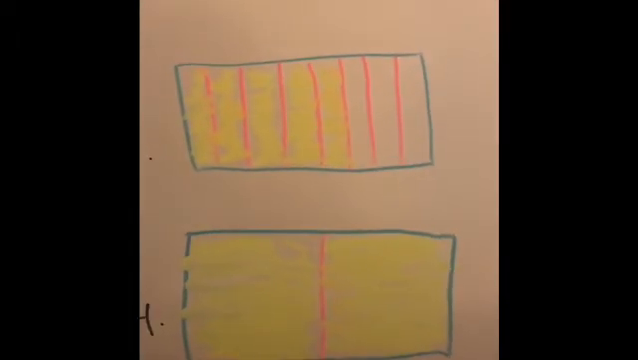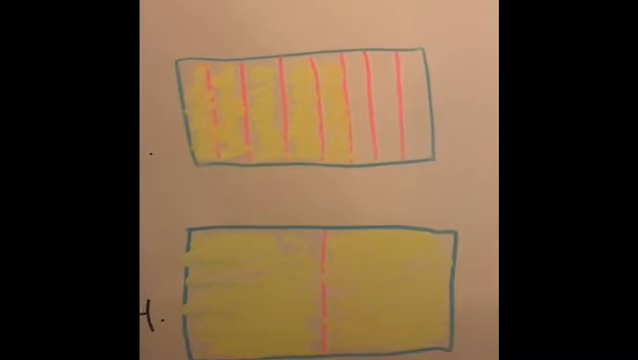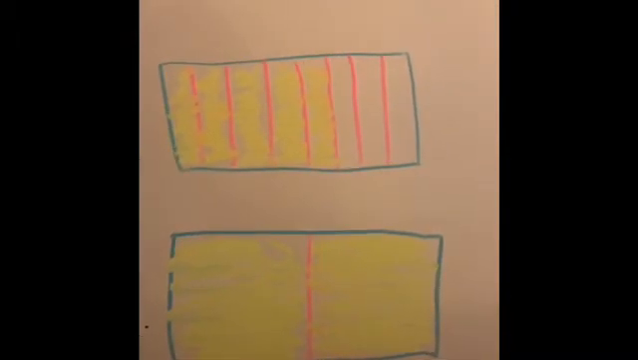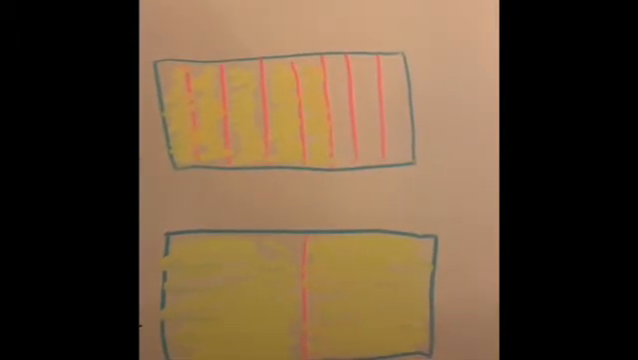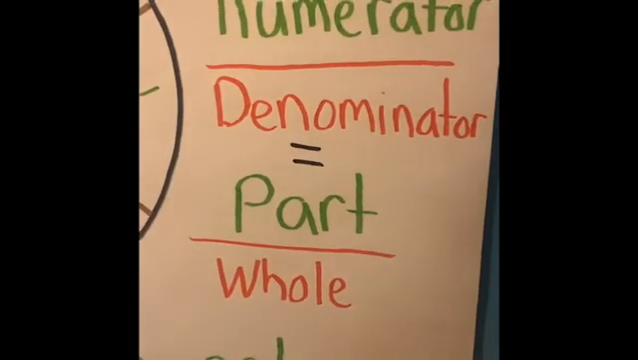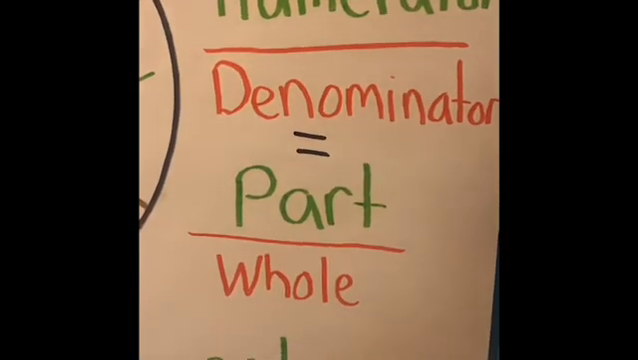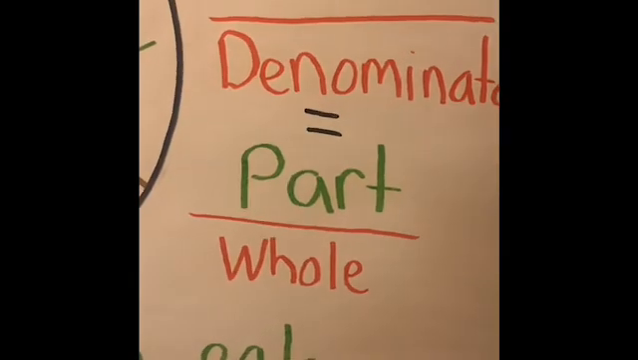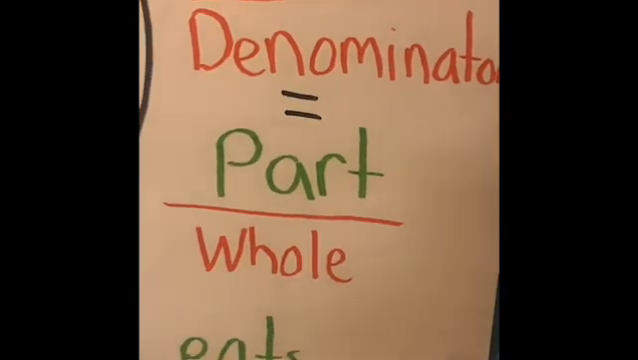Look at number 4. Don't get tricked. How many times did I partition it? How many different parts are there? How many parts are shaded in? Just remember, you put the numerator over the denominator. That means you put the number of parts you're working with, in this case the shaded part, over the whole number of parts.